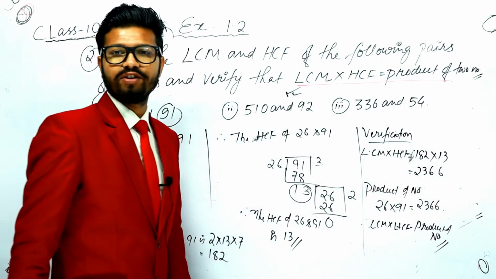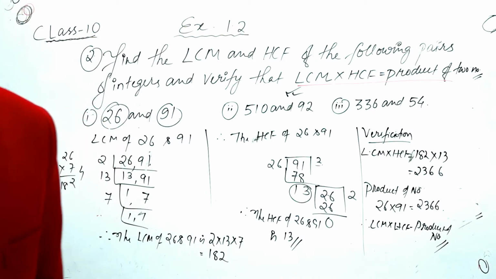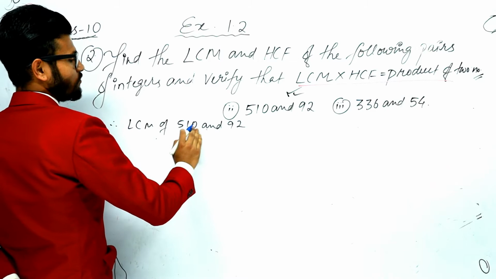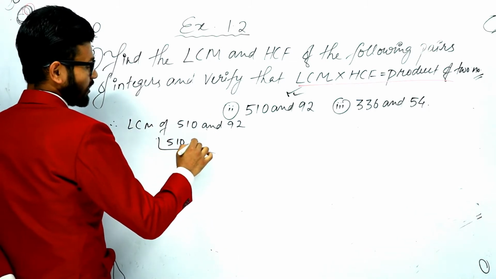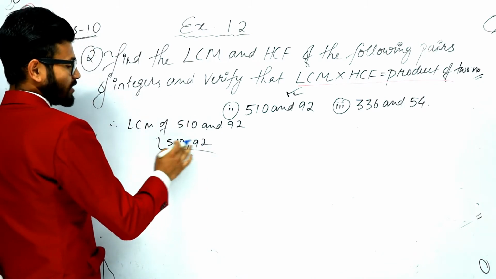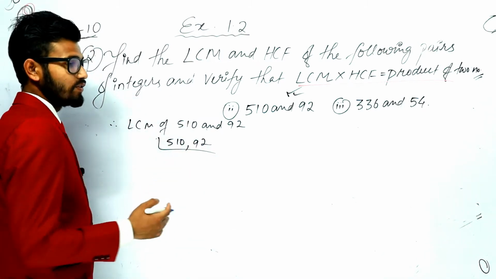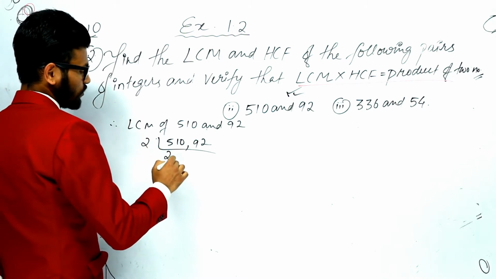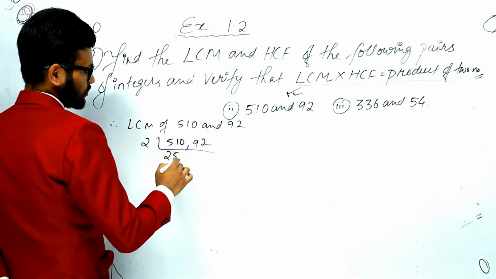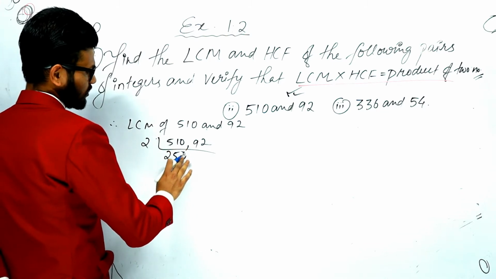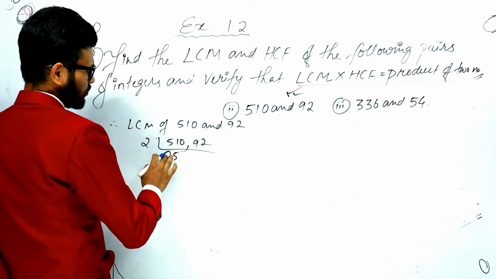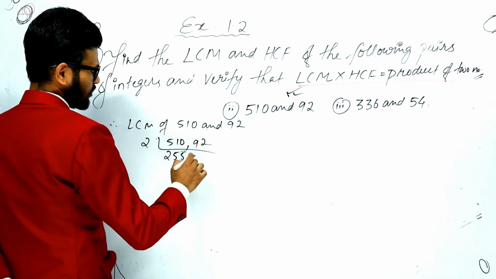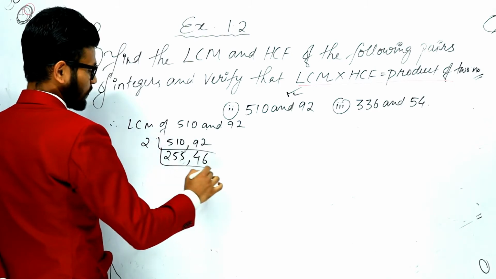I hope it is very clear to every one of you who have seen this video. Let us find the LCM and HCF of 510 and 92. So what are we doing here? 510 and 92. We can see that 2 is a common factor of these two numbers, so let us divide by 2 first. 2 twos are 4, 2 fives are 10, 2 zeros are 0.